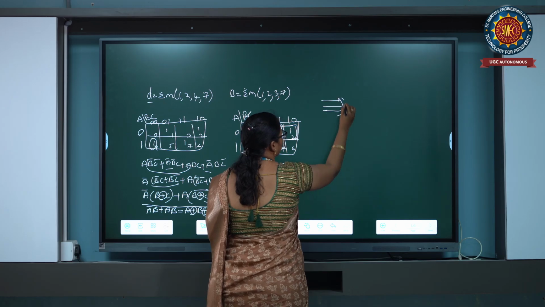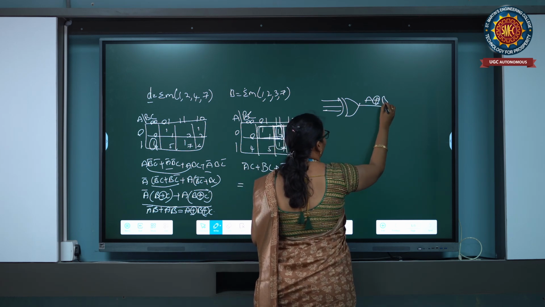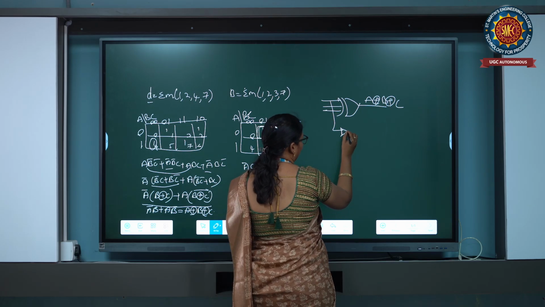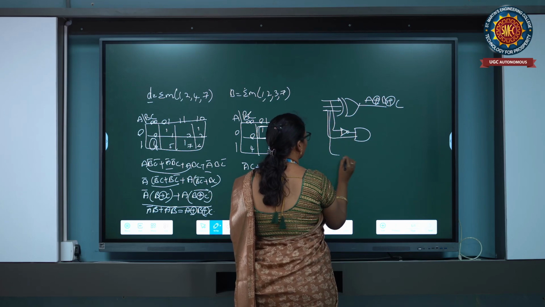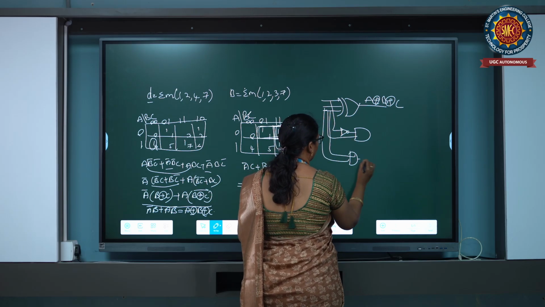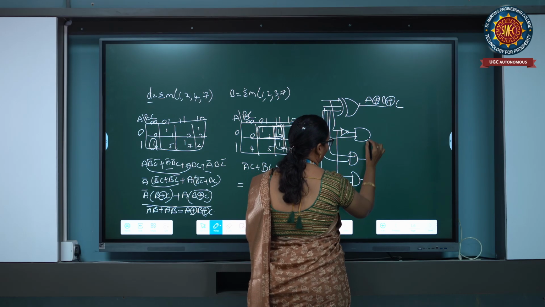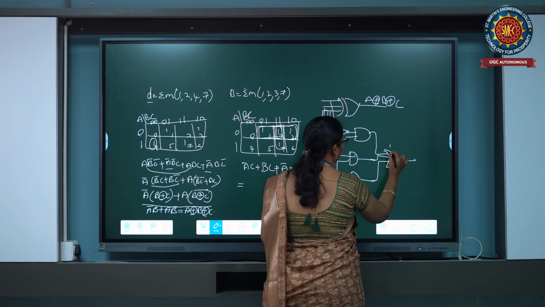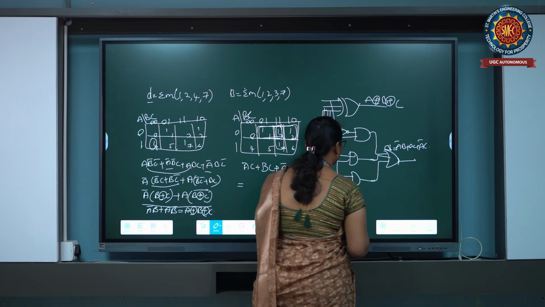The three inputs are given to the XOR gate, that is A XOR B XOR C. One input is inverted and is given to the AND gate: A bar B, next B C, and next A bar C. All these are given to the OR gate, so the borrow is A bar B plus B C plus A bar C.